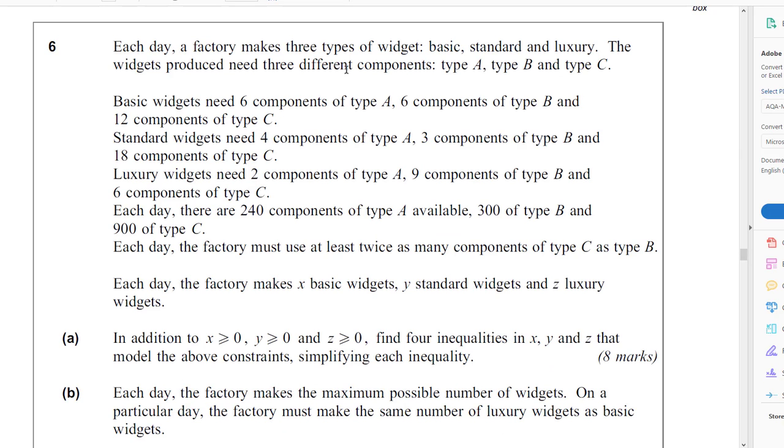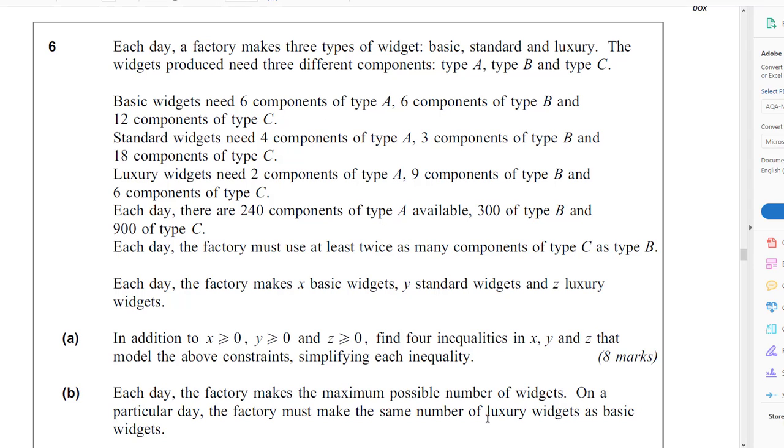In question 6, we've got a factory that makes 3 types of widget: basic, standard and luxury. The widgets produced need 3 different components, type A, B and C, and we're given a paragraph that tells us how the components of type A, B and C are used to make the different kinds of widget. And in part A, we're asked to find 4 inequalities in x, y and z that model the above constraints, simplifying each inequality.